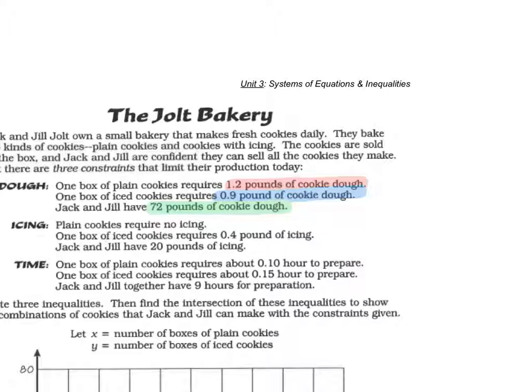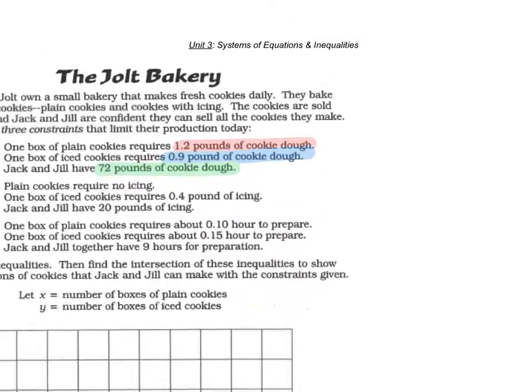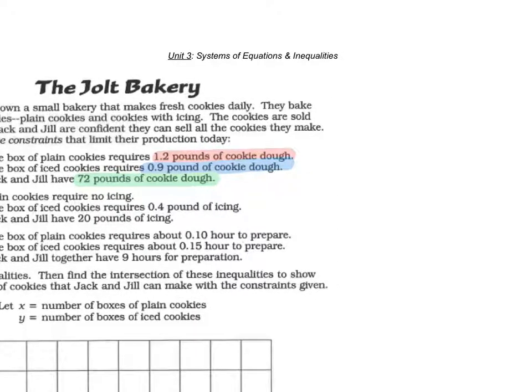If you cut to the chase, it's really telling you flat out what we're looking for, because you got the plain, you got the iced, and then you got the total. So if I take 1.2, okay, no problem.